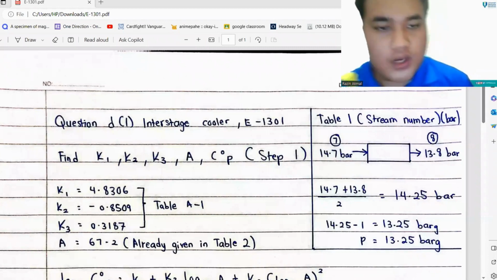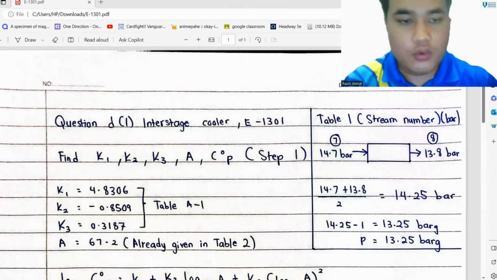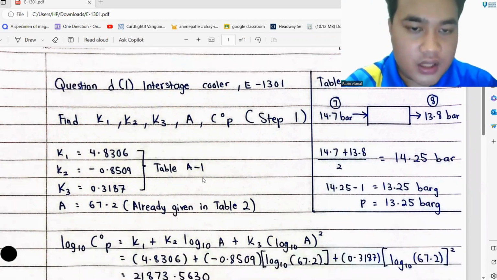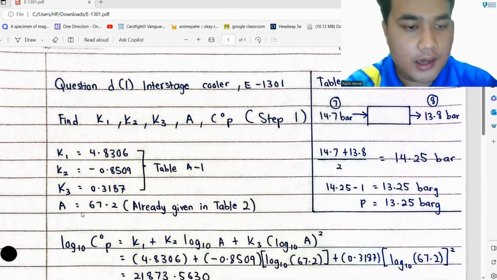So going on with the question D1, it's interstage cooler E1301. As usual, we need to find the C naught P. Before that, we need to find K1, K2, and K3 from table A.1. So we get all of it. And for the area, we can get it in table 2, already given 67.2.